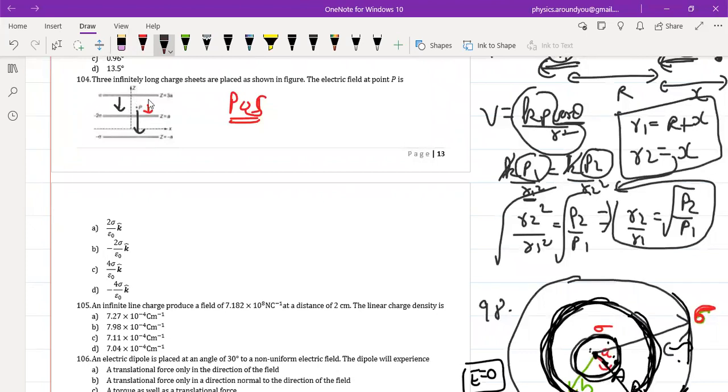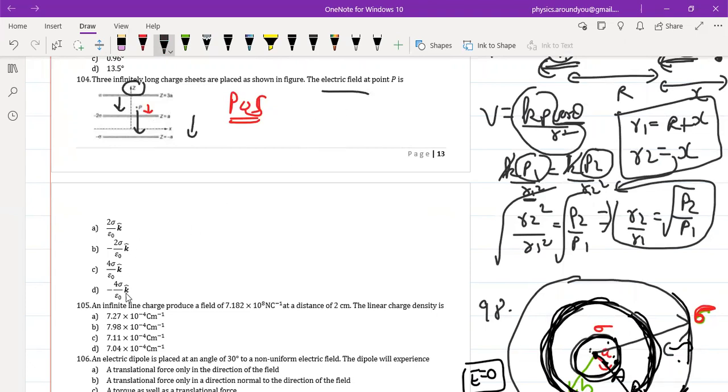So as you see, all the three fields are in the same direction, pointing towards the negative and pointing away from the positive. So all the three fields add, and they are in which direction? Remember, this is positive Z. They're pointing in the negative Z direction. So the electric field should be in minus k cap.